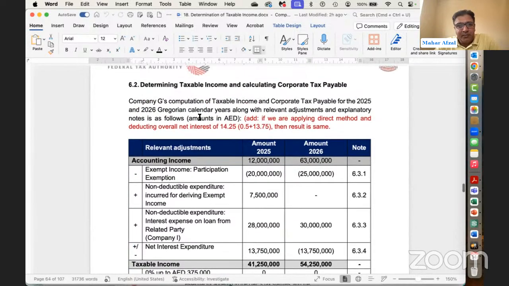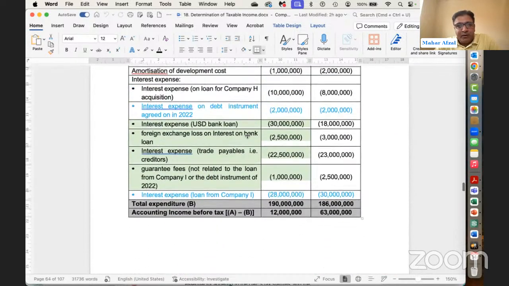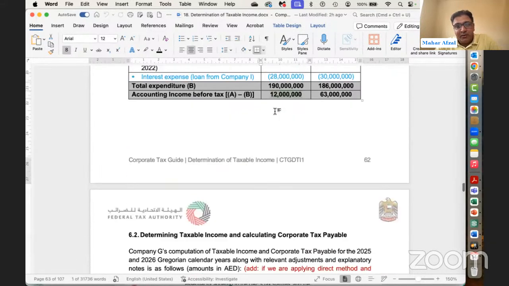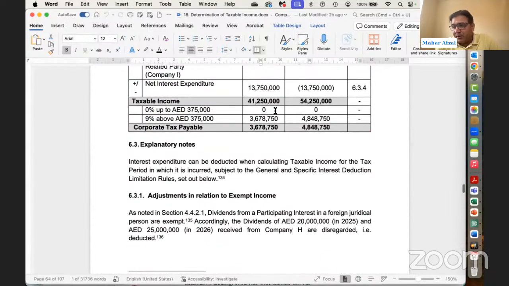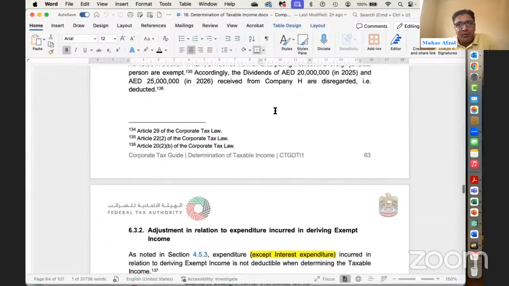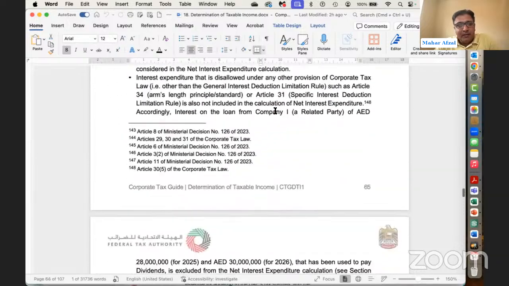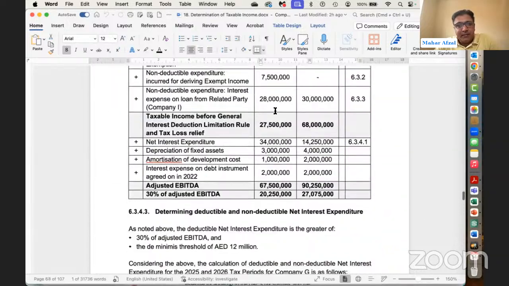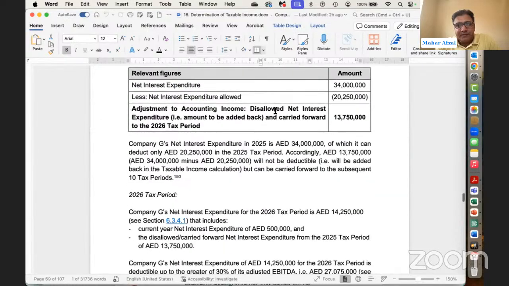The basic principle and concept is the same. We need to take this net accounting income and make all the adjustments. We have done the right calculation for the adjusted EBITDA. All these things might be discussed in a coming webinar. I'm jumping quickly to the next case study.